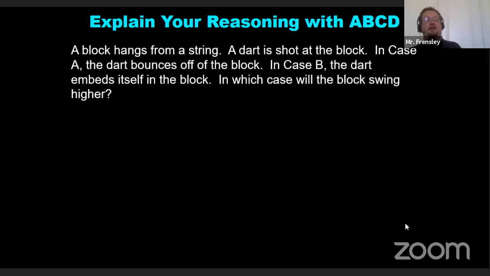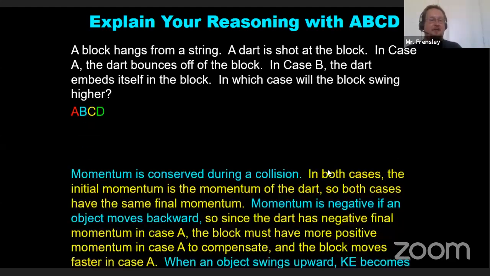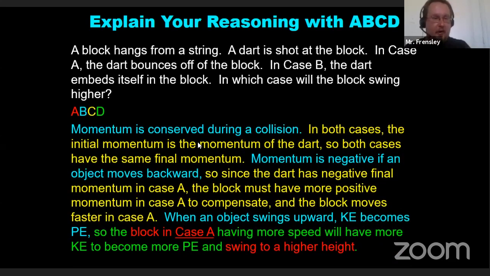So I did that here with an example. I'm not going to read the example. It's just a block hanging from a string. And in case A, the dart bounces off the block, and in case B, the dart sticks to the block. You've probably seen this question before, P1 and C mechanics. So which one makes the block swing higher? Is it the dart bouncing off that makes the block swing higher, or the dart sticking that makes the block swing higher? So here's my answer choice and my answer, and I've color coded.